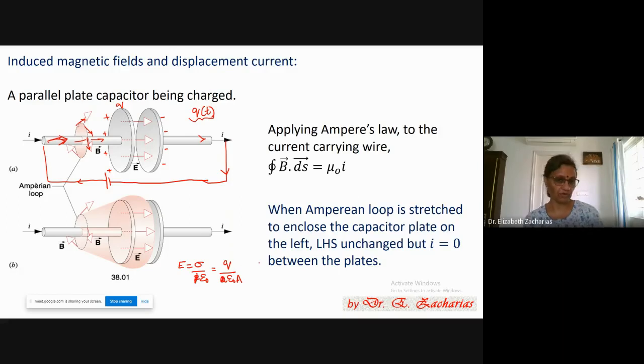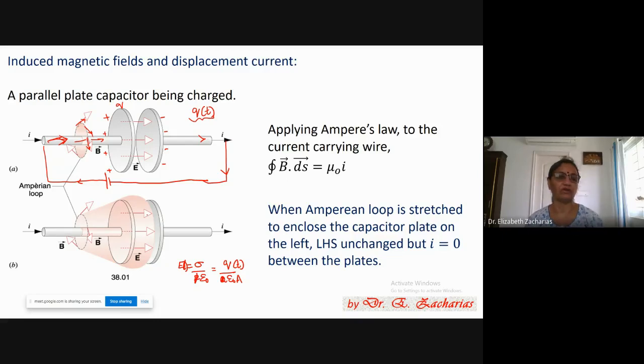Why will the 2 not be there? Because one plate will give rise to sigma by 2 epsilon naught. Another plate also will give rise to sigma by 2 epsilon naught. Therefore, the sum becomes sigma by epsilon naught, which is Q by A epsilon naught. So there is an electric field. And this electric field is going to be a function of time, because the charge is a function of time. Or in other words, between the two plates, there is an electric field which is a function of time.